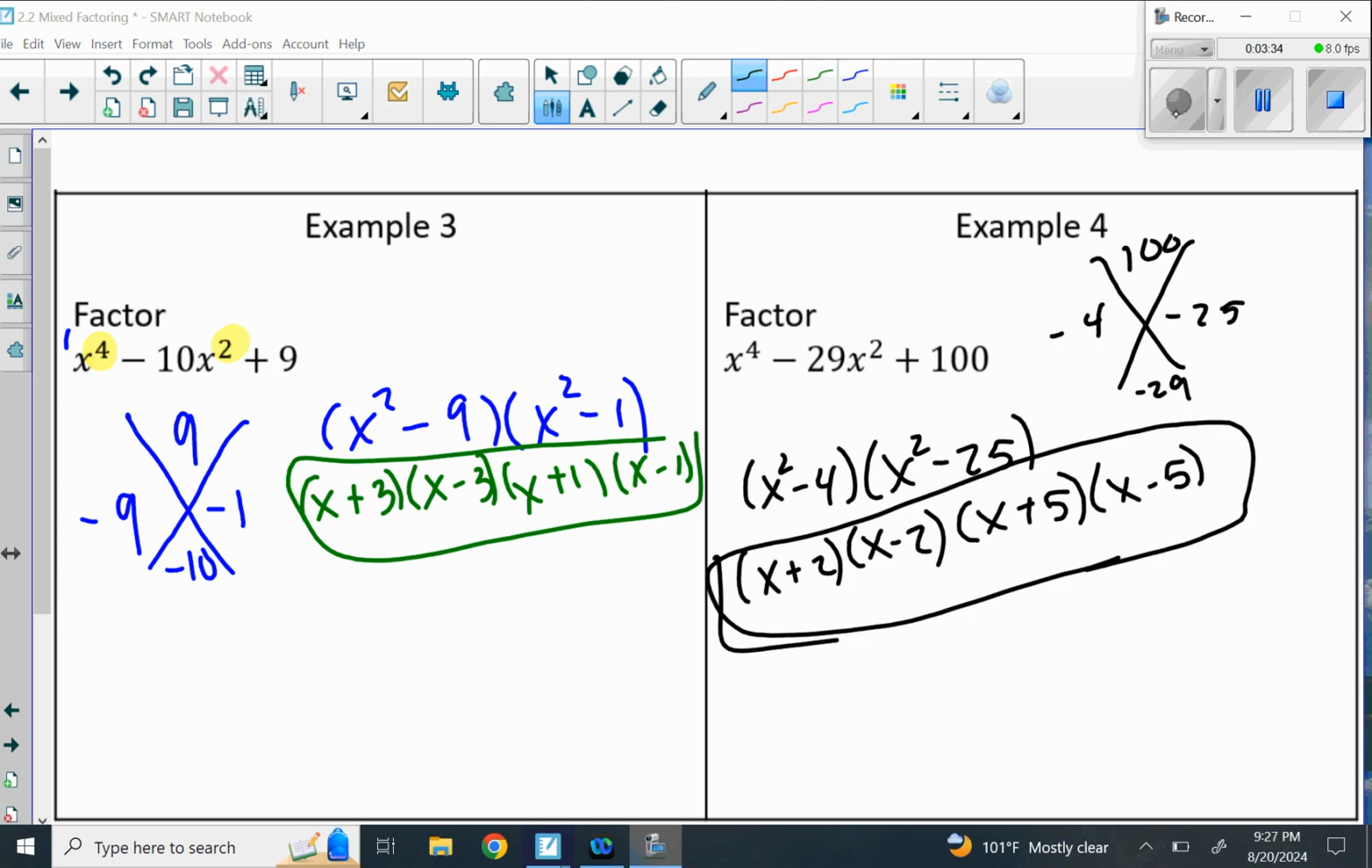Alrighty, so you can see I have my x. Those factors were negative 4 and negative 25. Once again, because this was a fourth power, think of it like you're splitting those exponents, 2 and 2. And then x squared minus 4 is a difference of perfect squares, so that factored to x plus 2, x minus 2. X squared minus 25 is also a difference of perfect squares, so that factored to x plus 5, x minus 5.